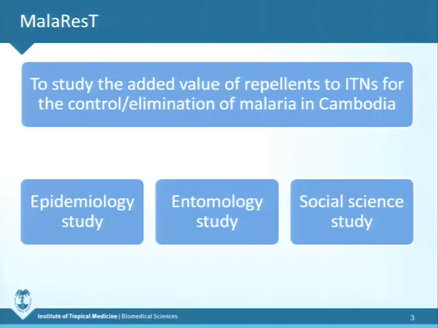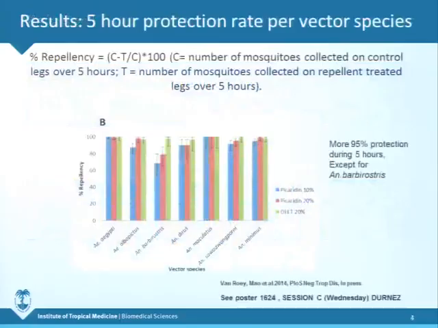So we did therefore an epidemiological study, an entomological study, and very important in this study was also the social sciences. So first of all, as repellent, we used icaridine, which was provided free by SC Johnson, so that was a great support to have this product. Why did we choose icaridine or picaridine? Because its acceptance is higher than DEET.